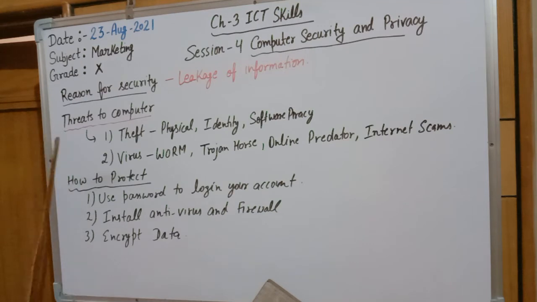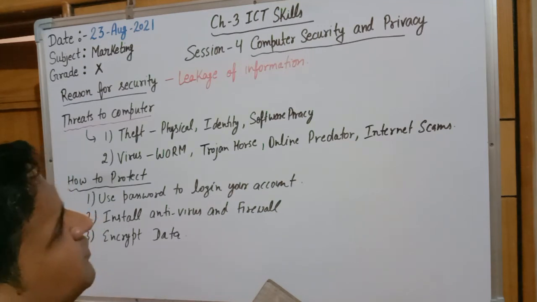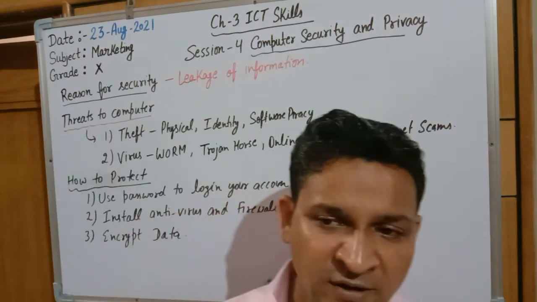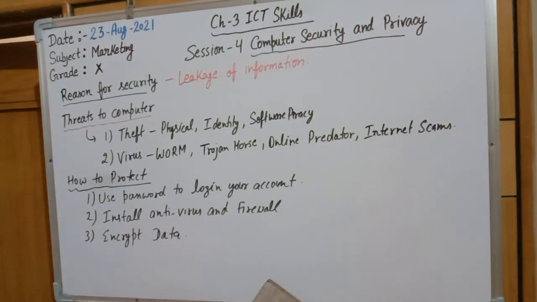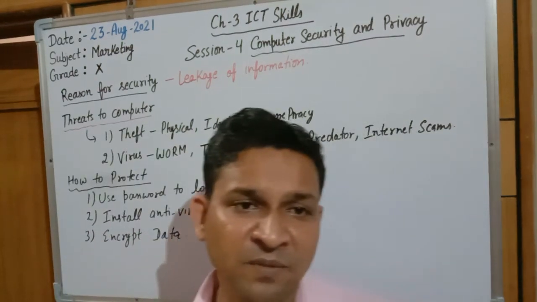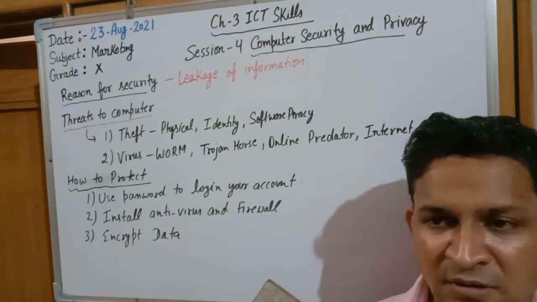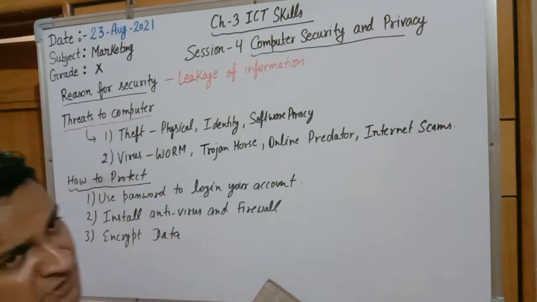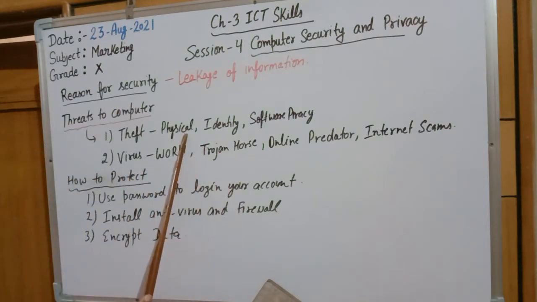So what are the threats in a computer system that can happen in computer security? The first threat is theft. The second is the virus. Theft can be of 3 types. One can be physical theft, second can be identity theft, third can be software piracy. Physical theft is when somebody steals information from your computer system by sitting at your position. If somebody is sitting at your computer system and stealing data, that is known as physical theft.